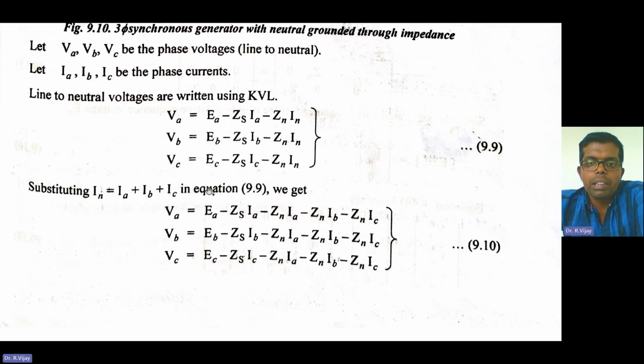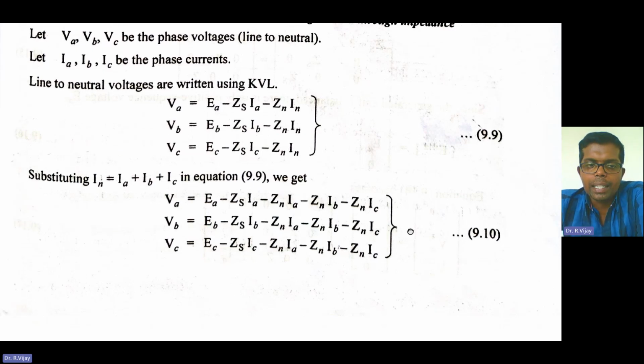The same story as whatever we saw in our sequence impedances and sequence currents and voltages. So here, VA is equal to EA minus ZS into IA minus ZN into IA plus IB plus IC. You need to substitute IN equal to IA plus IB plus IC. Multiplying out, it becomes minus ZN into IA, minus ZN into IB, minus ZN into IC. Similarly, VB is equal to EB minus ZS into IB minus ZN into IA minus ZN into IB minus ZN into IC. Next, VC is equal to EC minus ZS into IC minus ZN into IA minus ZN into IB minus ZN into IC. So by substituting IN equal to IA plus IB plus IC, this is the line to neutral voltage for all three phases.